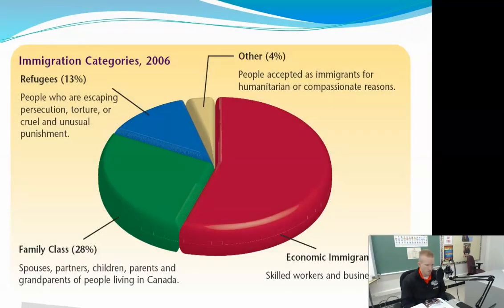So we're going to get more in detail on this later on in future episodes, but you're looking at different immigration categories. So economic immigrants, that's the big red circle, 55%, which is skilled workers and business people. So that's people that are coming here to do a job that they're good at, that we need. That's the biggest chunk of the circle there. 28% is family class immigrants. So spouses, partners, children, parents, and grandparents of people living in Canada. So that means they already have family here.